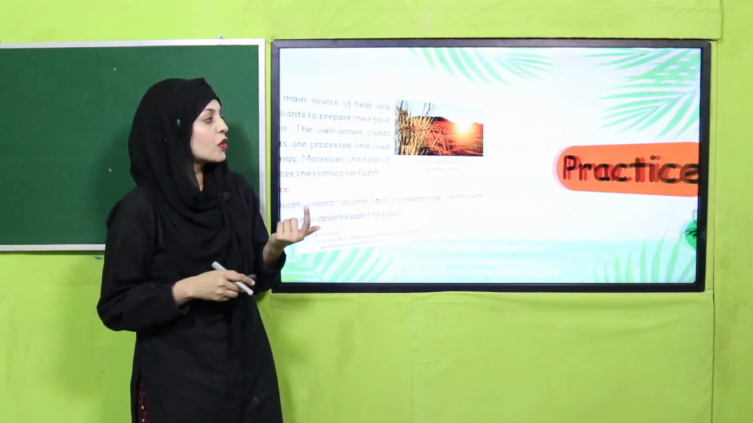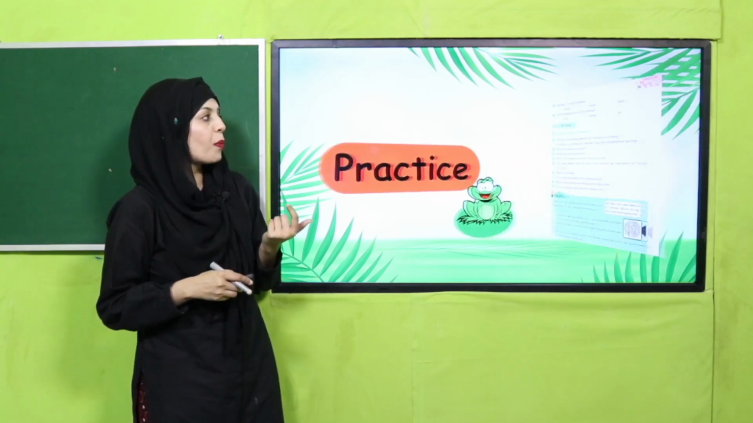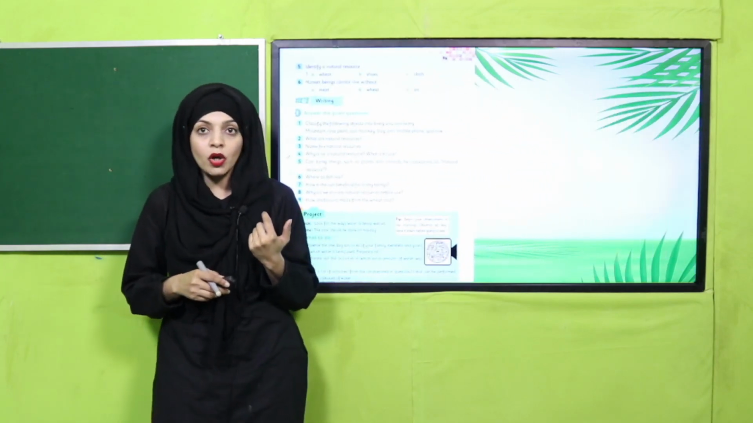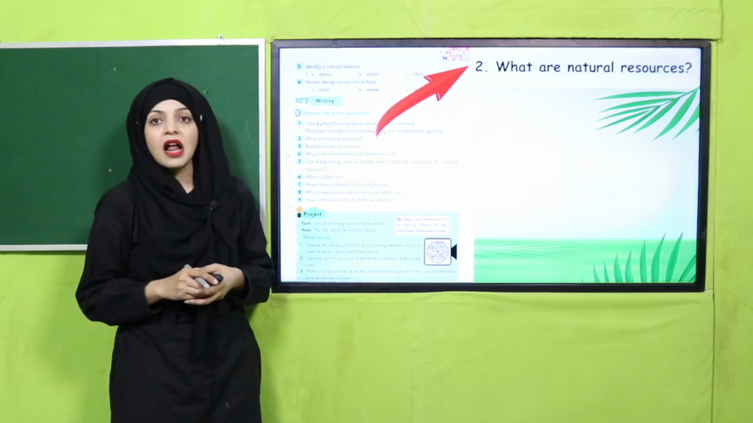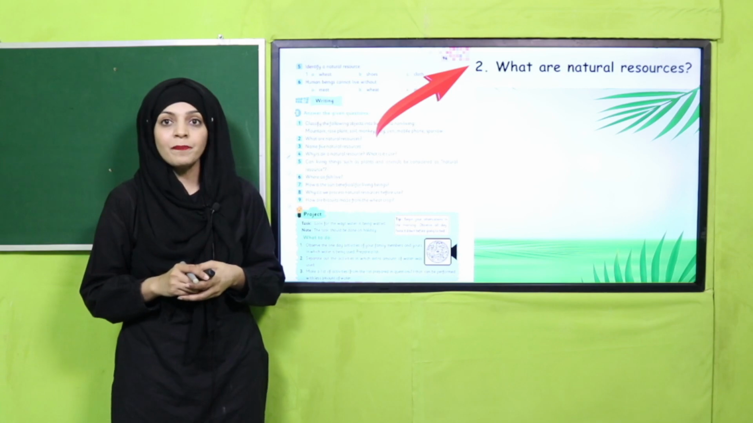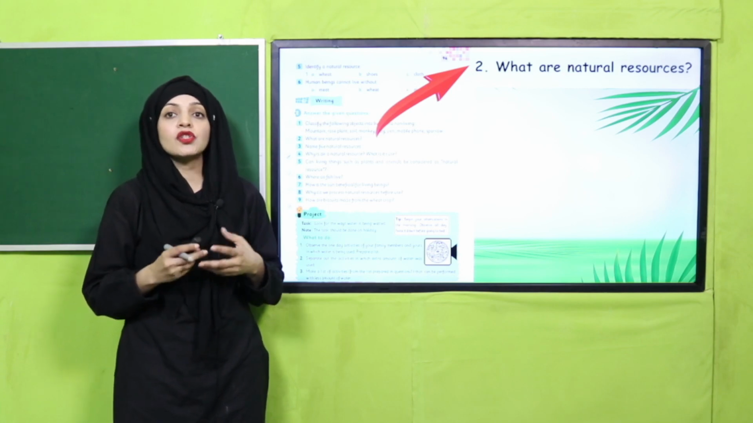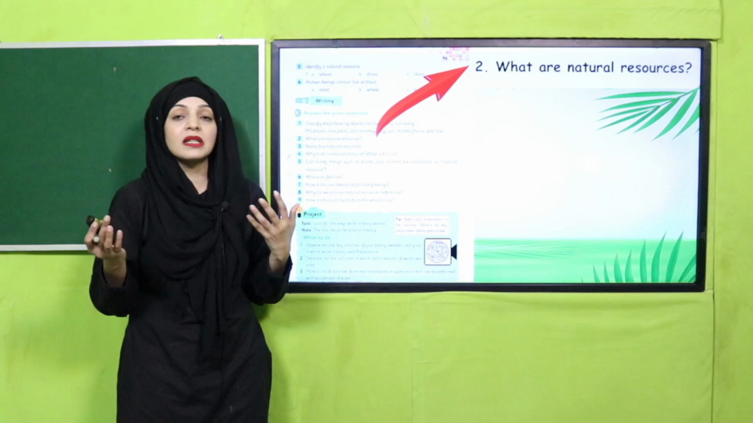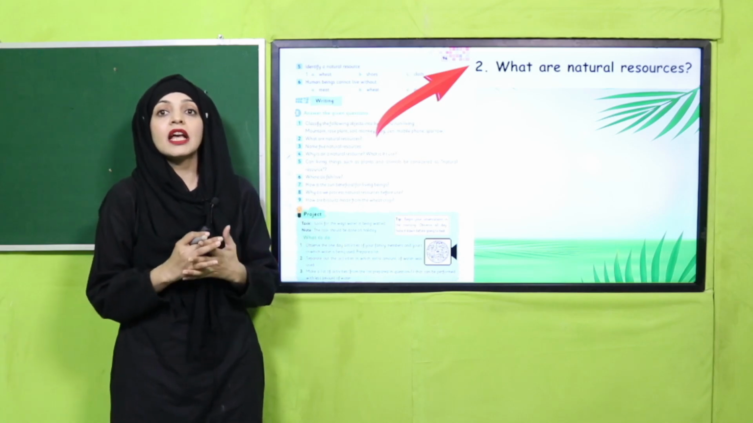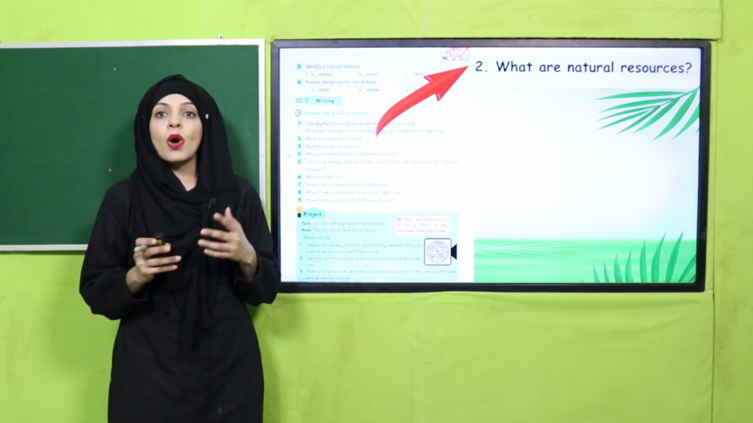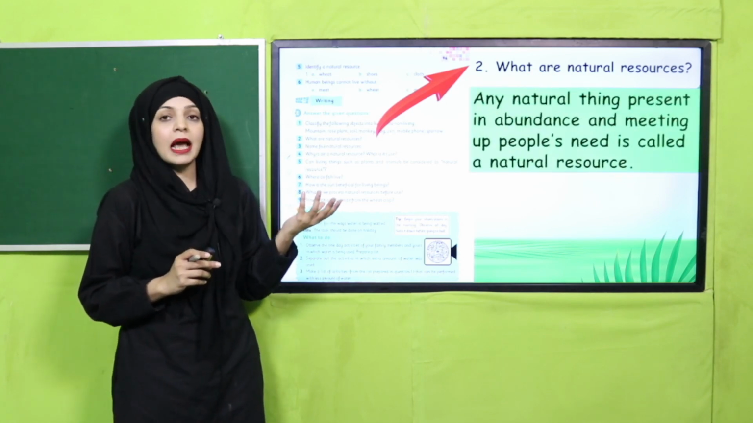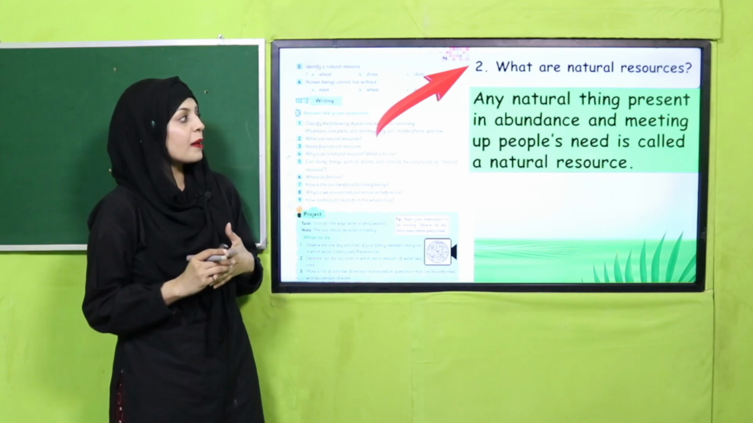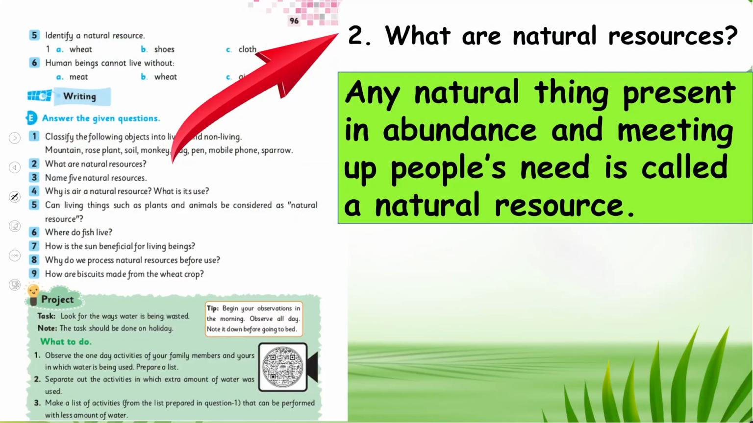Now we will move forward towards the practice. So you have to open page number 96 in your books. Take out your notebooks and we will do question number 2. What are natural resources? Quickly tell me. Anything in nature which is in abundance and meet people's need or fulfill their needs is called a natural resource. So you have to write it down in your notebooks. You can also take help from the screen. Any natural thing present in abundance and meeting our people's needs is called a natural resource.